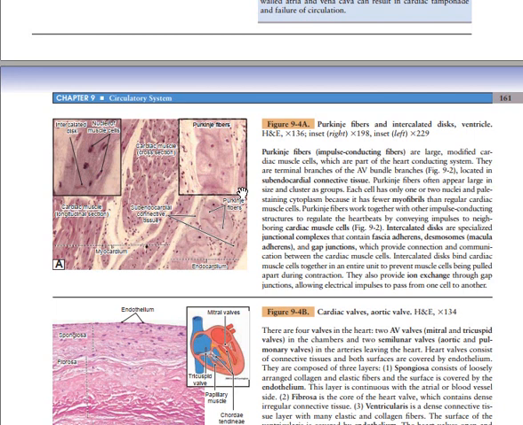Now, how are the Purkinje fibers? Purkinje fibers have a clearer cytoplasm. They have one nucleus, as you can see here. They are very large. They are not very pink. Why? Because they have fewer myofibrils.